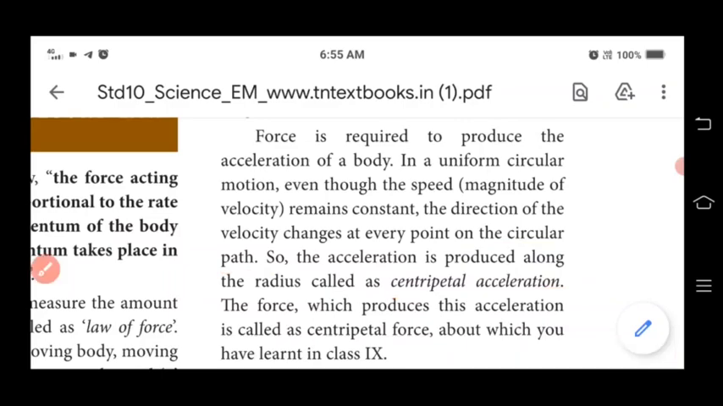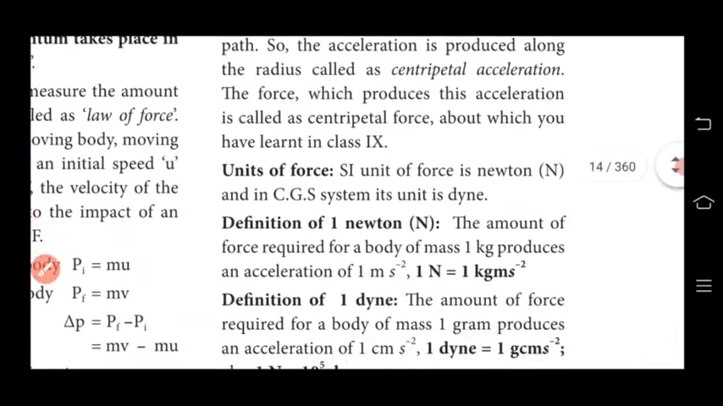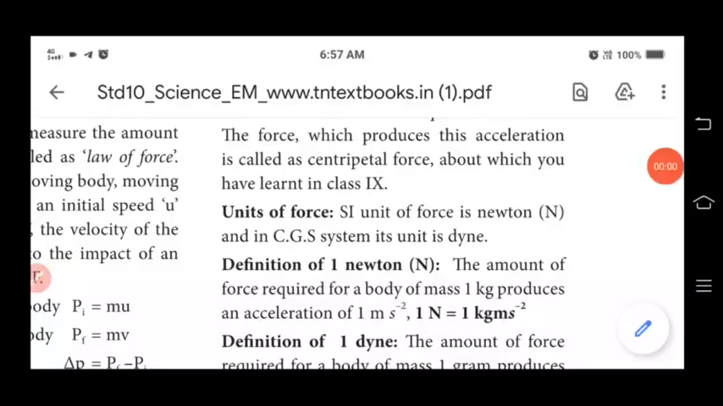And then our next topic is a very important topic, because we are going to write 2 marks from this question. Units of force. The SI unit of force is Newton, and in the CGS system its unit is dyne. So this is an important 1-mark question. The SI unit of force is Newton, and in the CGS system its unit is dyne.